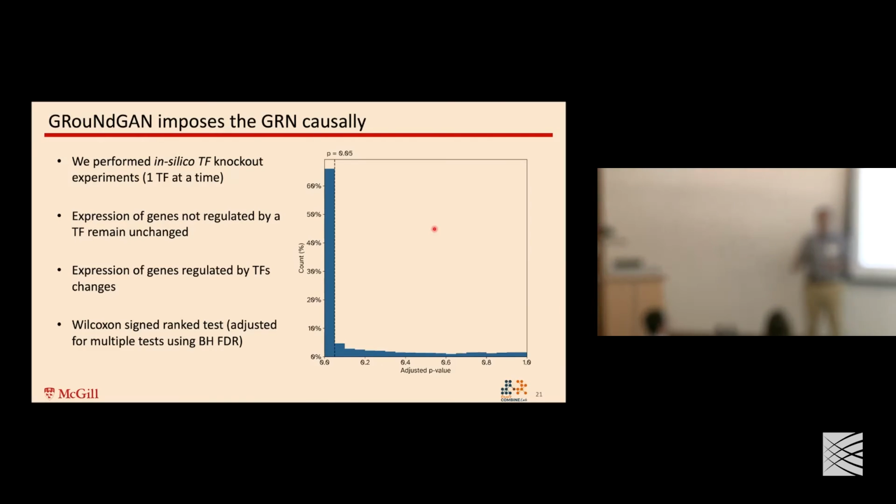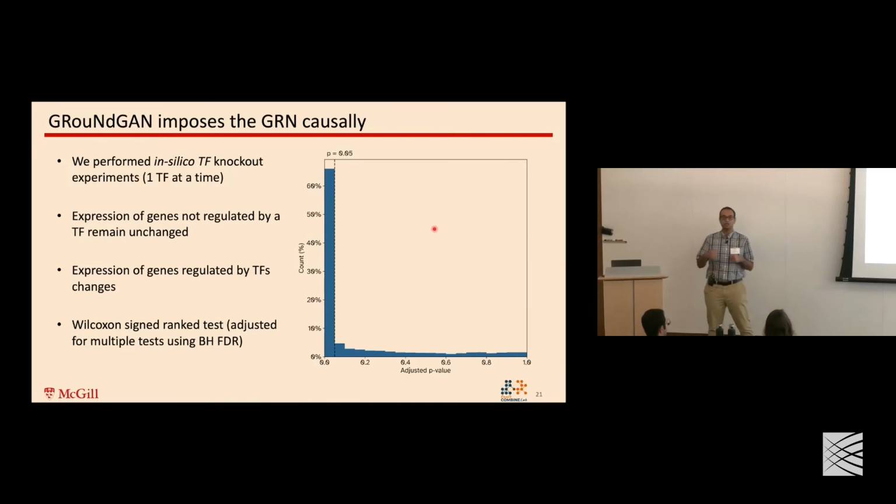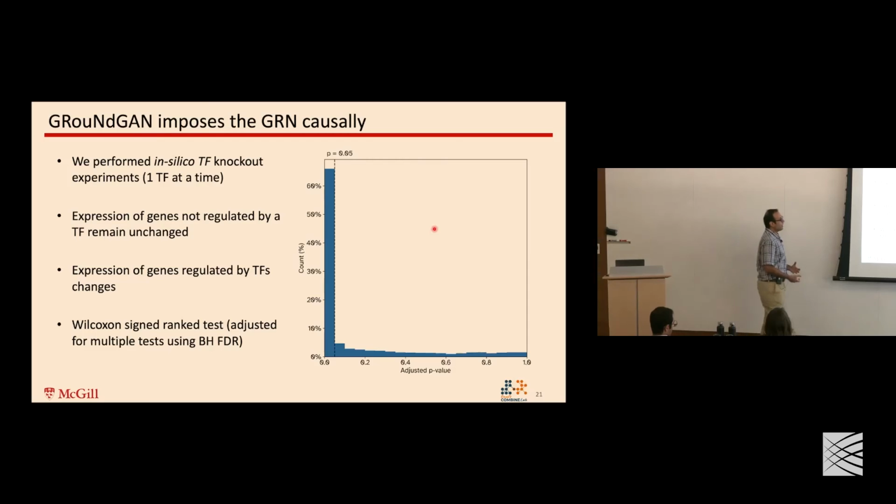And for the target genes that were not targets of the knocked out TF, we did not see any change in their expression, as expected. But the ones that were targets of that knocked out TF, their expression changed. So to quantify their change in expression, we perform statistical tests. And here you can see the distribution of an adjusted p-value for this change in the expression value of the targets of the knocked out TFs.